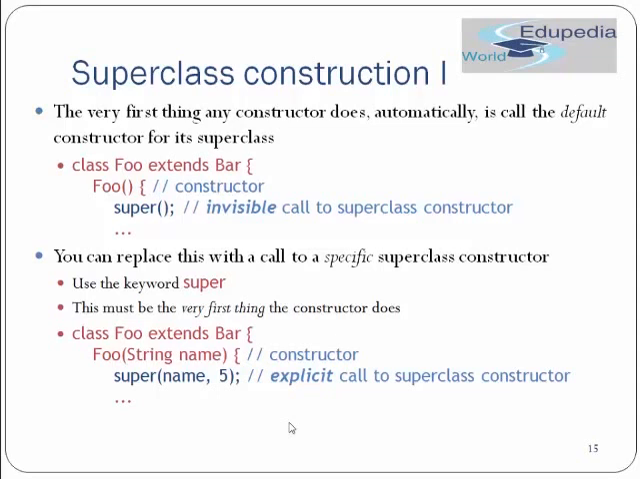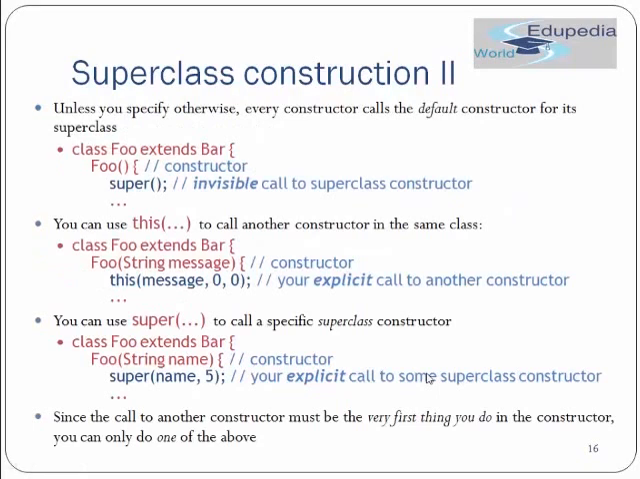You can replace this with a call to a specific superclass constructor. If you don't want to call the default Bar constructor and you want to call a parameterized constructor in the Bar class, you can do that by calling super and passing the parameters. As shown here, there's a class Foo that extends Bar, and we have a parameterized Foo constructor, and we are calling super with name and size. So we are explicitly calling the superclass constructor.